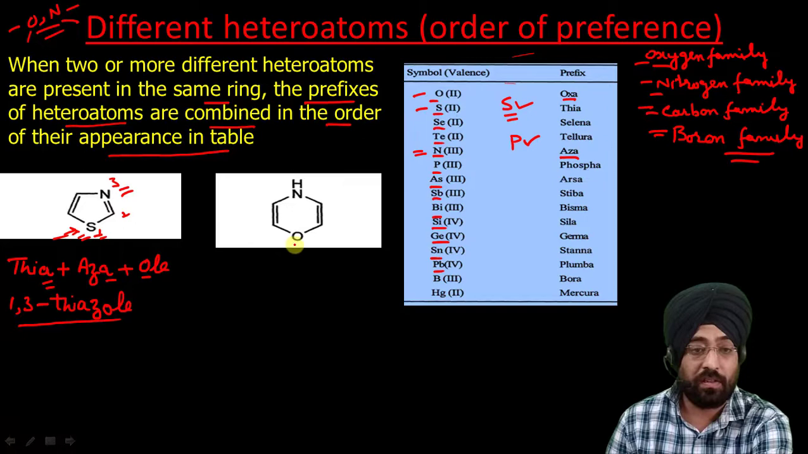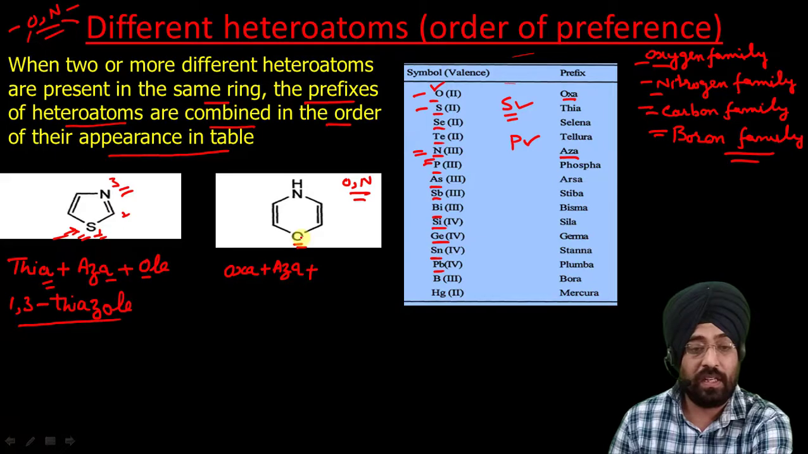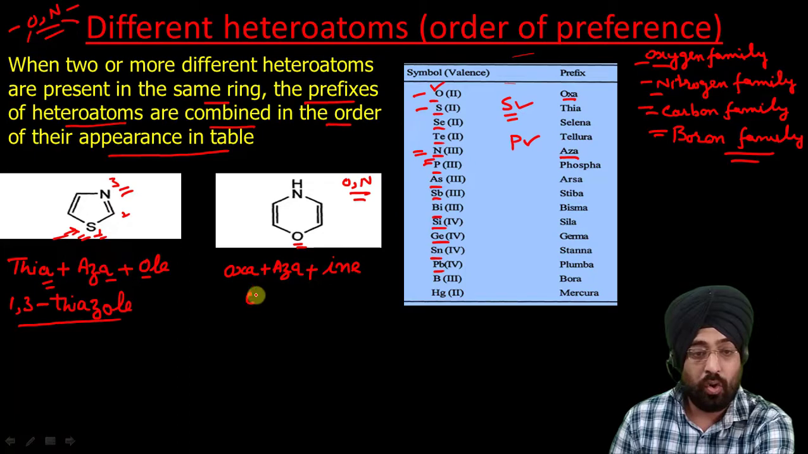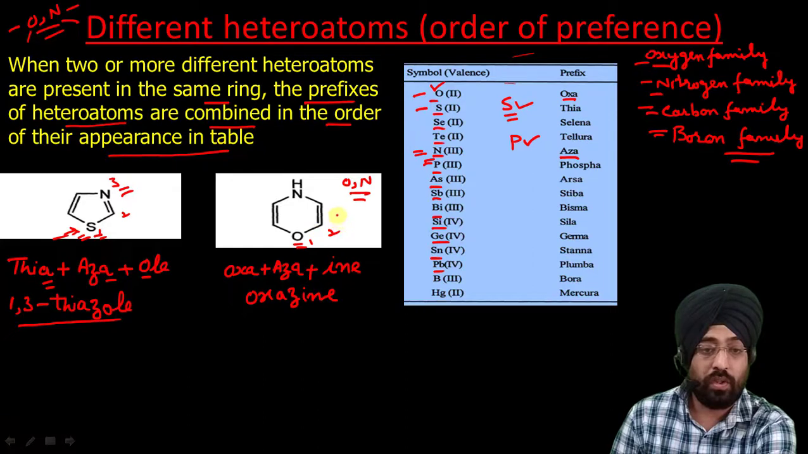Similarly, suppose it has two heteroatoms, oxygen and nitrogen. First we have to write the prefix for oxygen because it has higher priority than nitrogen. So it is oxa plus aza plus, it is a six membered unsaturated ring, so its stem is ine, so its name becomes oxazine. We also have to specify the position of heteroatoms: 1, 2, 3, 4.